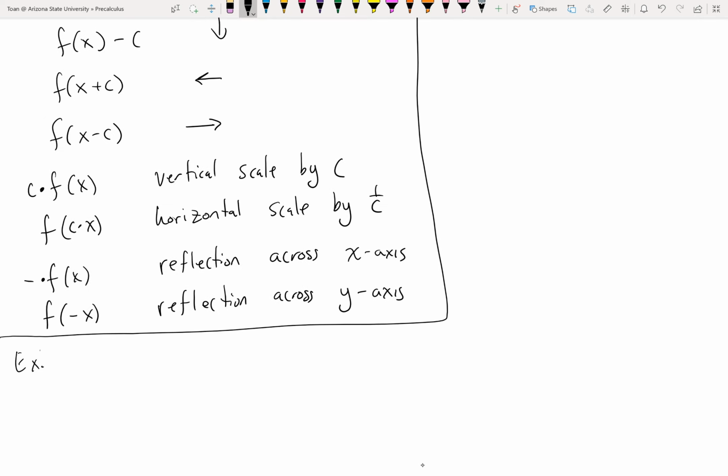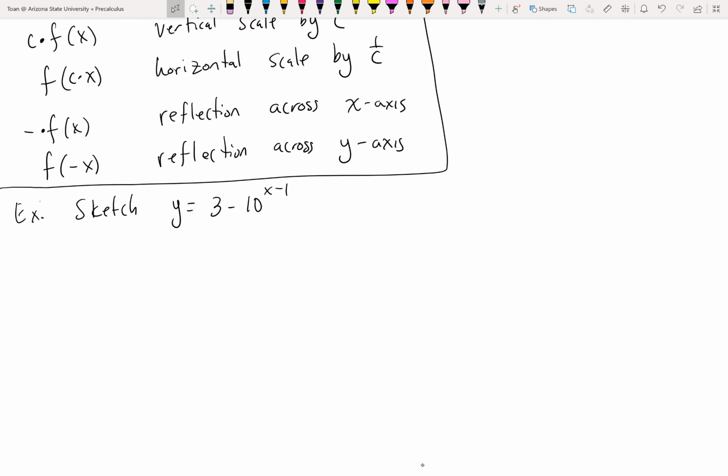For example, suppose I ask you to sketch y equals 3 minus 10 to the x minus 1. The first thing you have to realize is that unless a number is multiplying or dividing by something, it's always a loose separate addition. So this function may look crazy because of this 3 here, so don't get tripped up. This function is equivalent to y equals negative 10 to the x minus 1 power plus 3, because that 3 is positive.